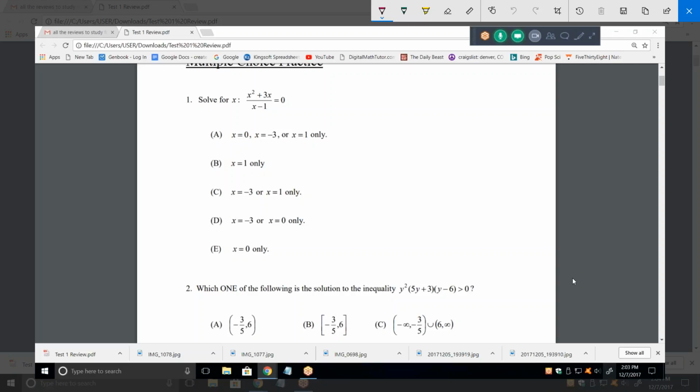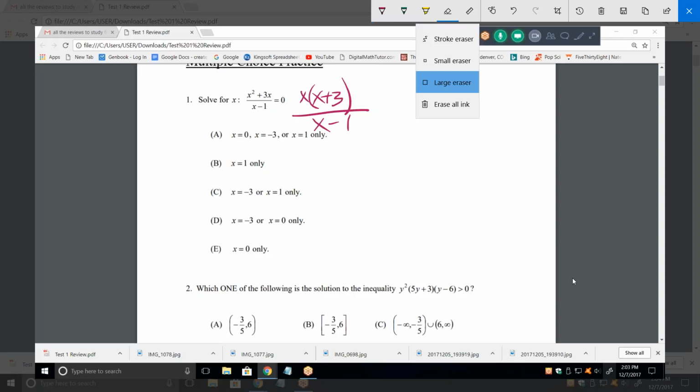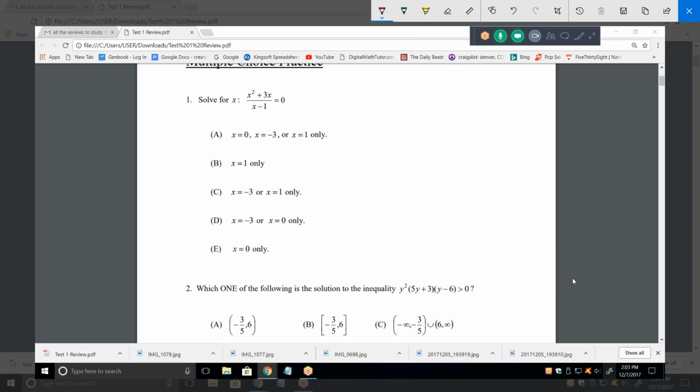Take out an x, so it'd be x times x plus 3. So factoring it didn't really help. Can't cancel anything. One thing we could do is the long division. In other words, this is a division problem. So we could do it like this. Let's do it this way. Let's make sure you know how to do this method.